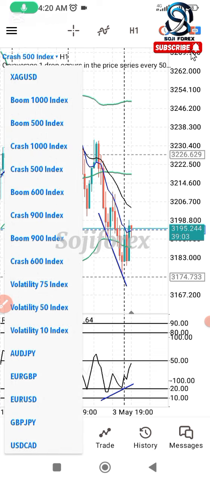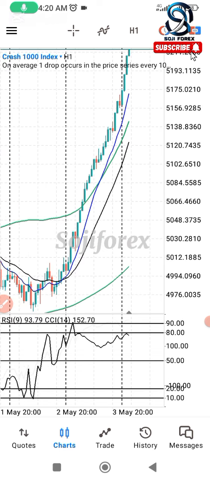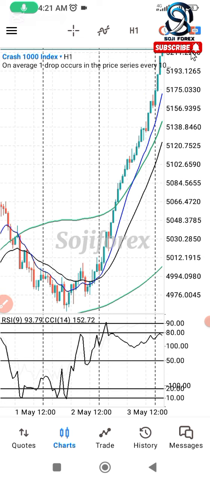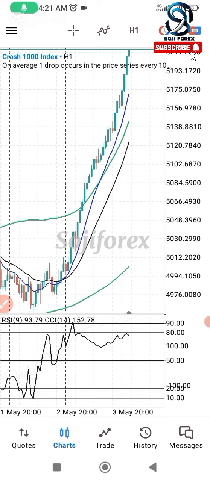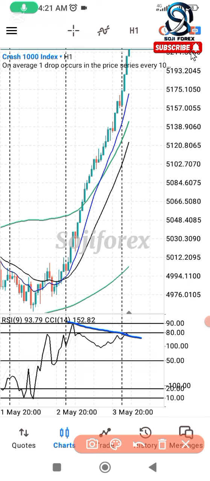Let me show you an example of what I'm saying. Now this is Crash 1000. Crash 1000 is in an uptrend. So let's assume what is happening now should be more like a divergence. Indicator is going down, price is going up. So you are expecting that, oh, let me sell. No, it doesn't work that way.